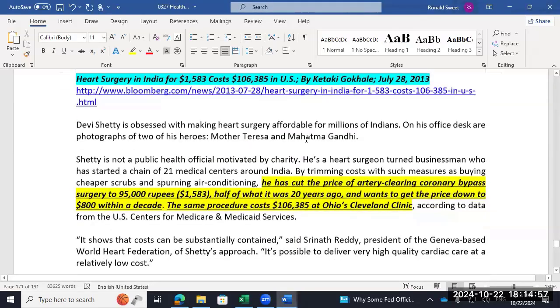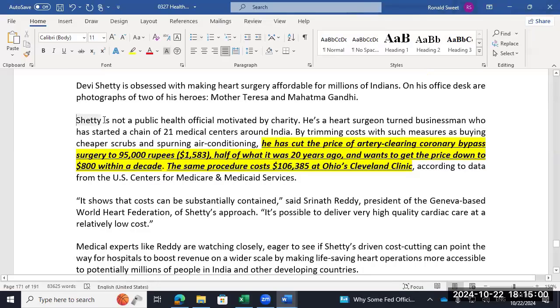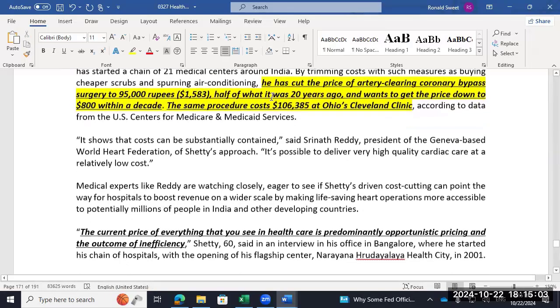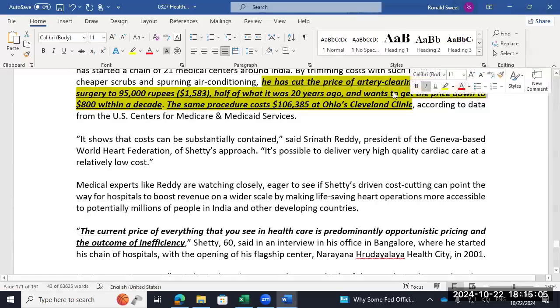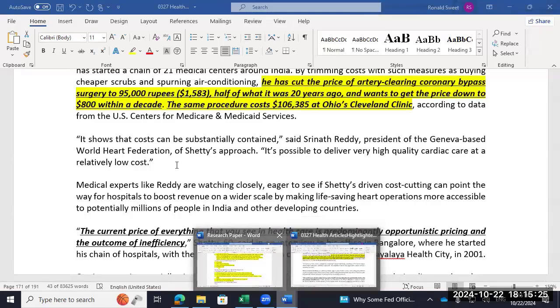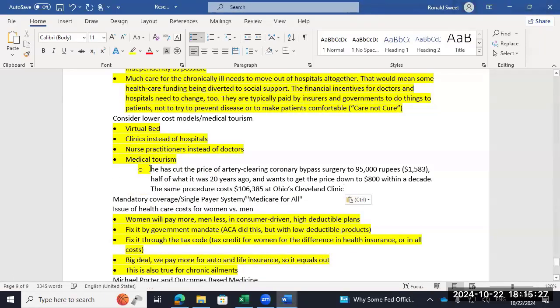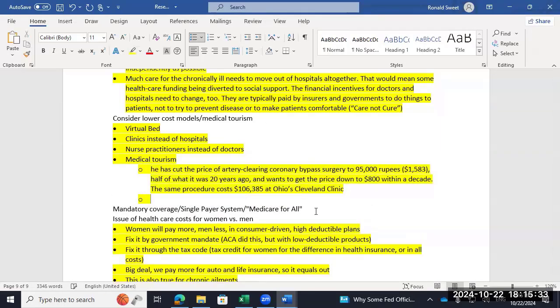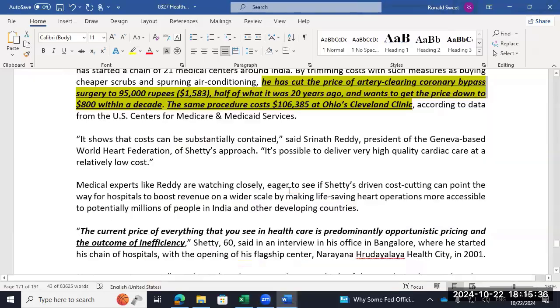So this guy's really amazing. I don't know how to say his name, but this guy here, he has cut the price of artery-clearing coronary bypass surgery to $1,583, half of what it was 20 years ago, and wants the price to go down to $800 within a decade. The same procedure costs over $100,000 in Chicago. This guy is radical. Why is he so incentivized to cut costs? Maybe because he's in a country where people can't afford $100,000 care. Pretty amazing.